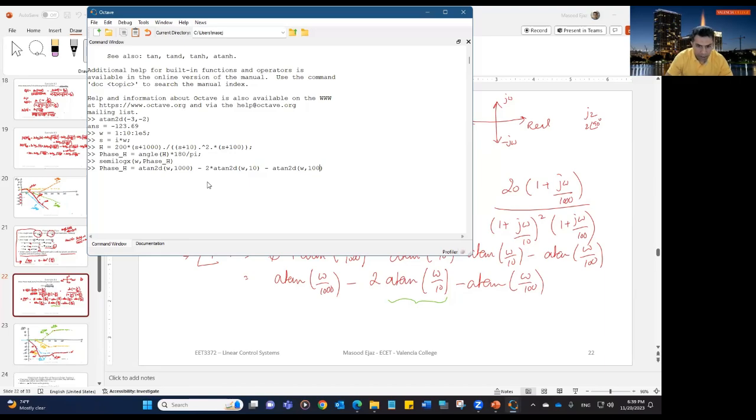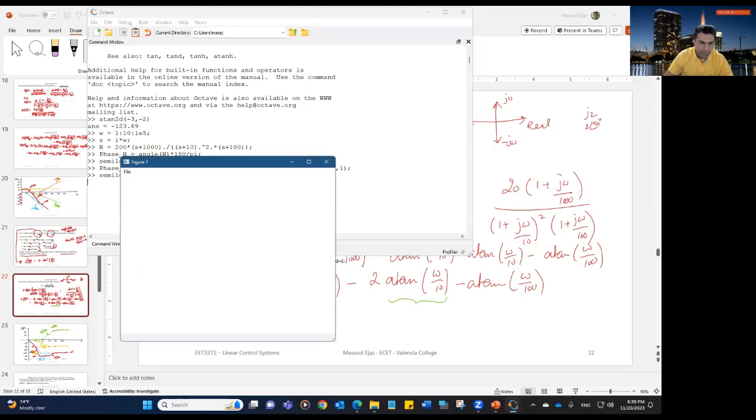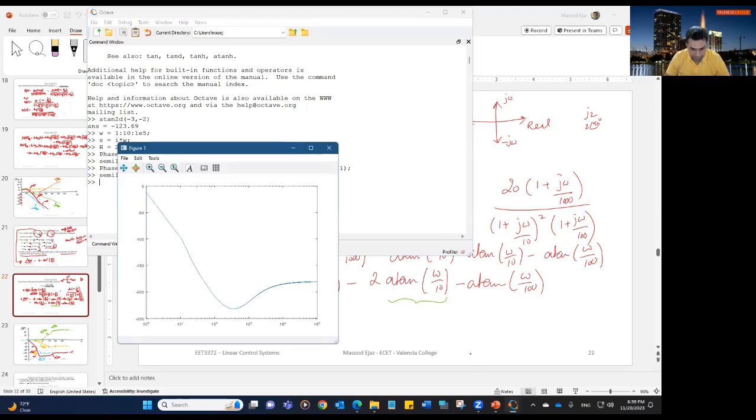Actually, in this case, my y is this, and my x is 1 actually. So let's do it right. X is 1. Let's see if this will work. Semilog x, omega comma phase of H. All right, that looks a little better.